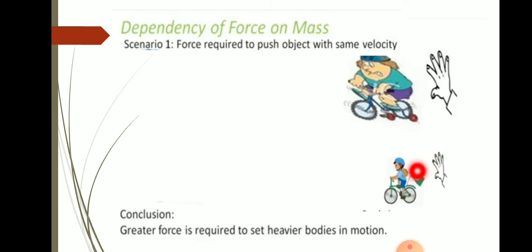to move a mass which is having less mass. So what is our conclusion here? Greater force is required to set heavier bodies in motion compared to lighter bodies. Here less force is required. So the conclusion is greater force is required to set a heavier body in motion. That means force depends on mass. If the mass is more, then the force required is more, right?